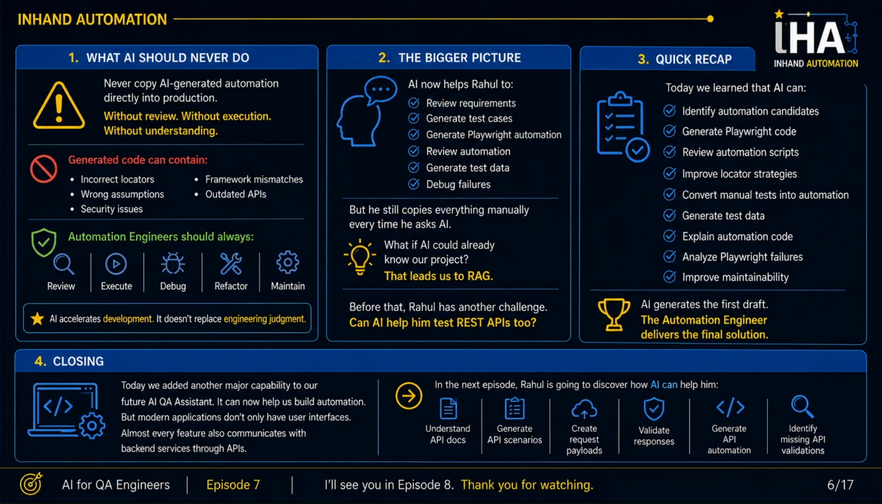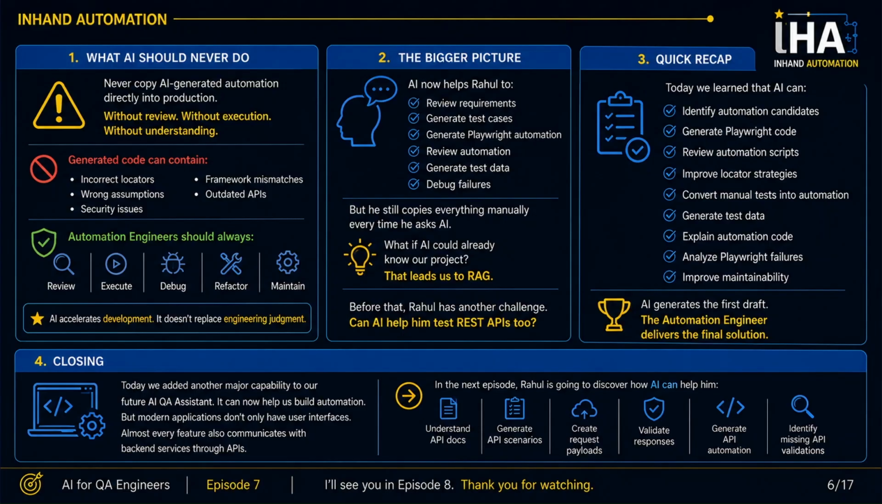Okay. So Rahul now looks back. Only a few weeks ago, he was manually writing everything. And if you also look back, you will feel that, yes, I was manually writing everything. But now I understood that AI helps me, or helps Rahul, to review the requirement, generate the test case, generate the automation script, review the automation script, generate test data, debug failure. Now the testing is becoming faster. I am becoming faster. Rahul is becoming faster.